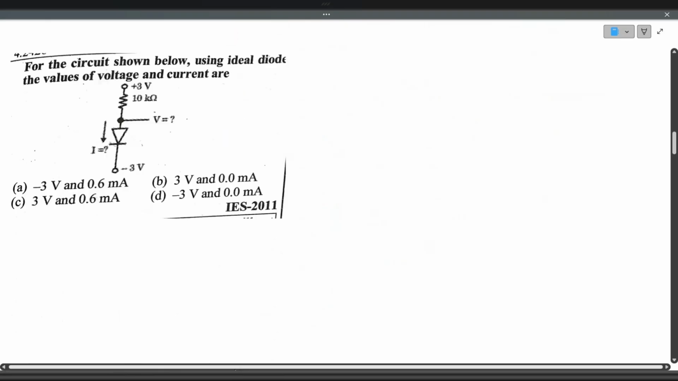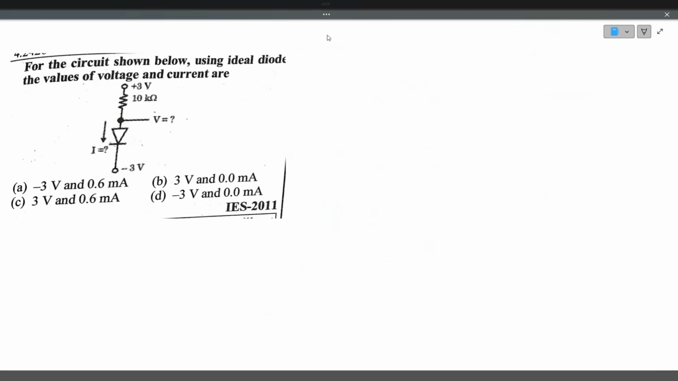Next question. For the circuit shown below using an ideal diode, the voltage and current are. Here he is telling the diode is ideal. So this is a 10 kilo ohm resistor. This is plus 3 volt. Sorry, this is a diode D and this is minus 3 volt.